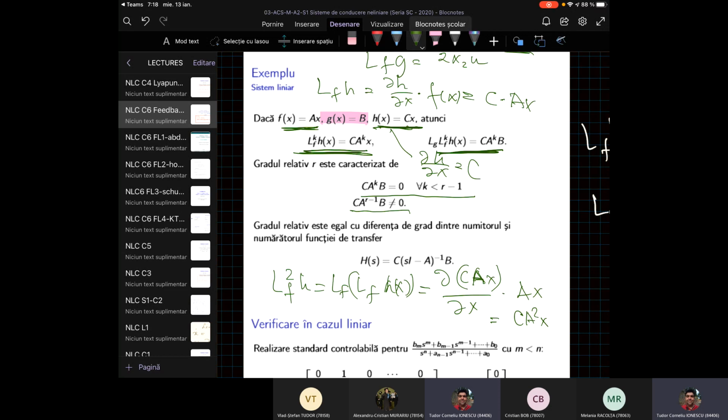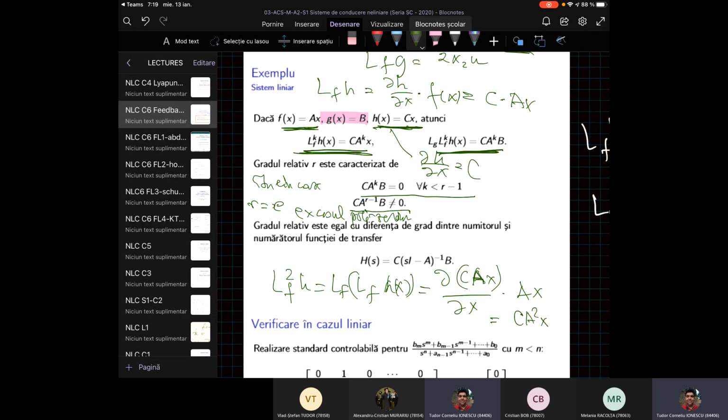If you check this out, the relative degree is actually the difference between the numerator and the denominator of the transfer function H(s). How do we call this in the linear systems case, the difference between the numerator and the denominator? The pole zero excess. Exactly, pole zero excess. So this is actually e in the linear case. In the linear case, r equals e. I wrote it in Romanian, excesul pol zerouri. Okay?